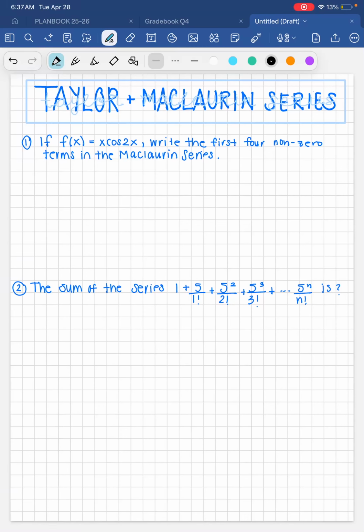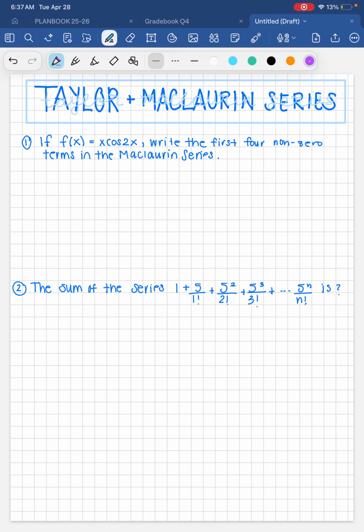Today we're going to talk about Taylor and Maclaurin series. Just remember, a Taylor series can be centered at anything, but a Maclaurin series is centered at 0. The way we're going to answer these questions is we need to make sure we memorize a few common series: sine x, cosine x, e to the x, and 1 over 1 minus x.